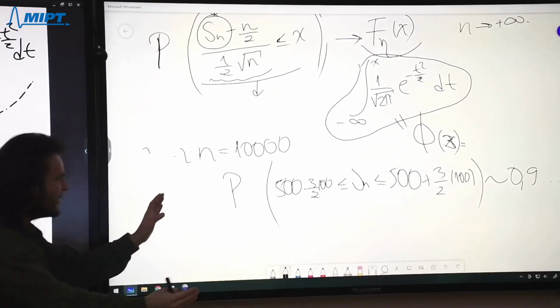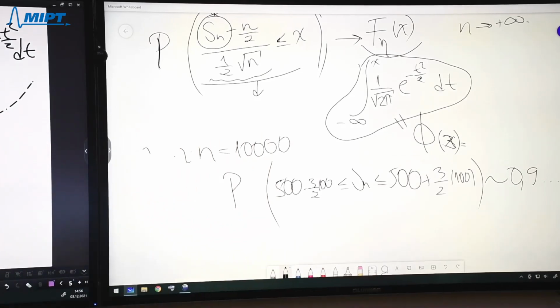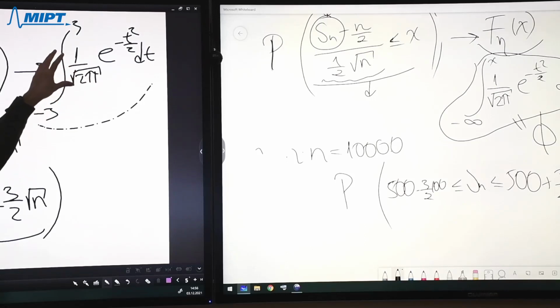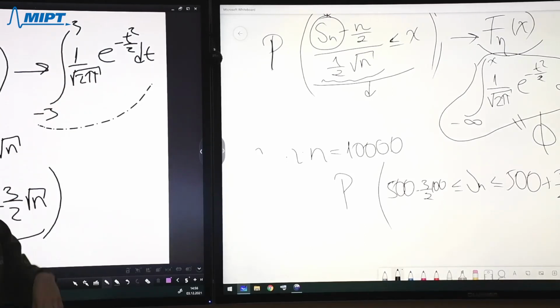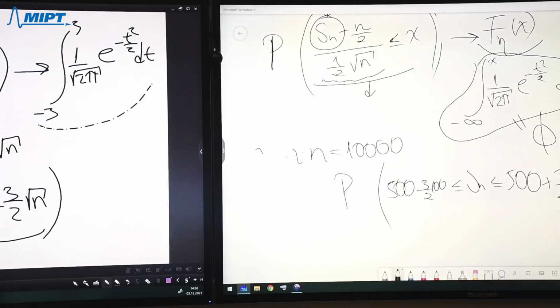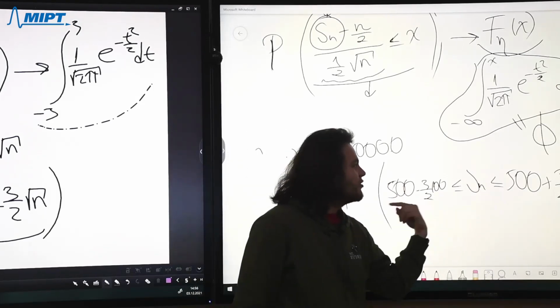So to find this, all that we have to know is the CDF of the normal distribution, of the standard normal distribution. So using this, we can find the probability of the number of successes being between these two values, and it's about 0.9.